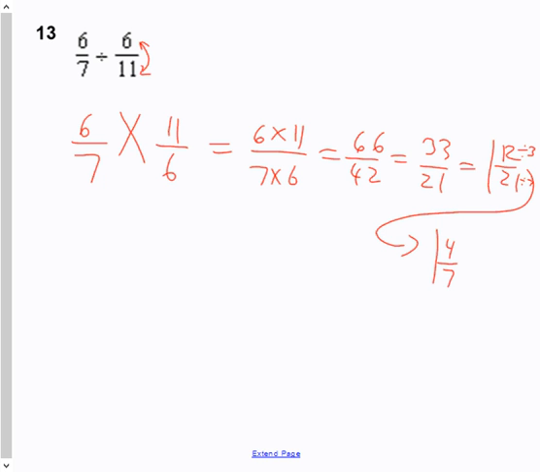Now alternatively, if you got down to this part, you're like, hold on a second, I can cross-reduce this. 6 over 6 reduces down to 1 over 1. Then I have 1 times 11 over 7 times 1, which is 11 over 7, which is 1 and 4 sevenths. A much easier pathway than if you didn't cross-reduce. But your answer is still 1 and 4 sevenths.